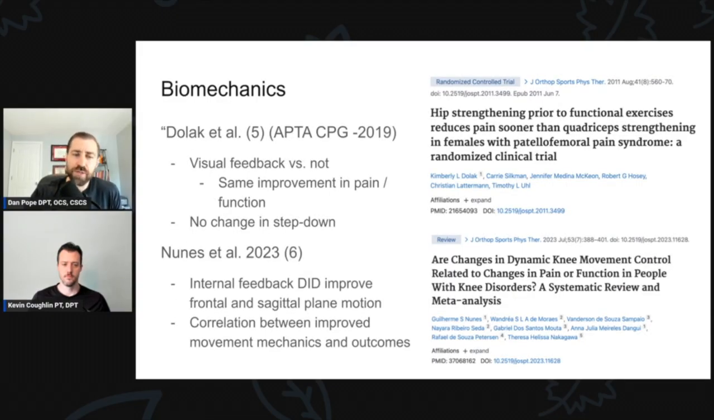So I'm about to go into some studies here. Do you have any thoughts on this before I go crazy? No, yeah, get into it. So far, so good. Yep.